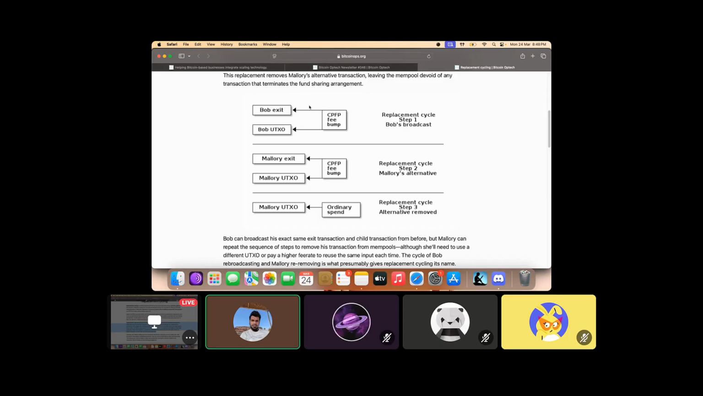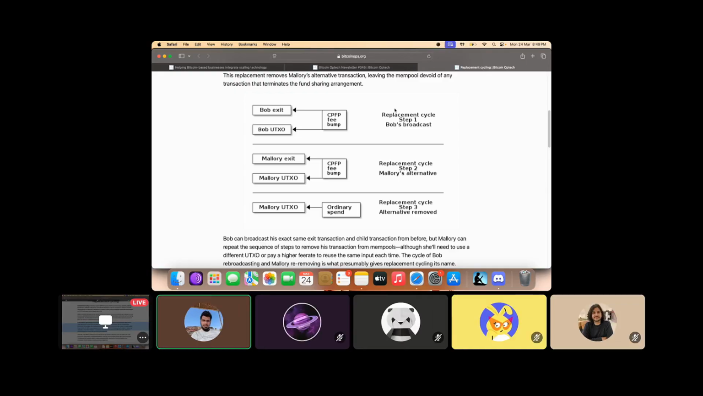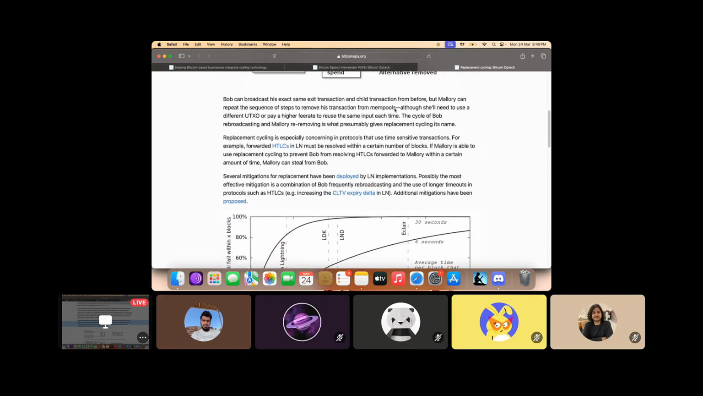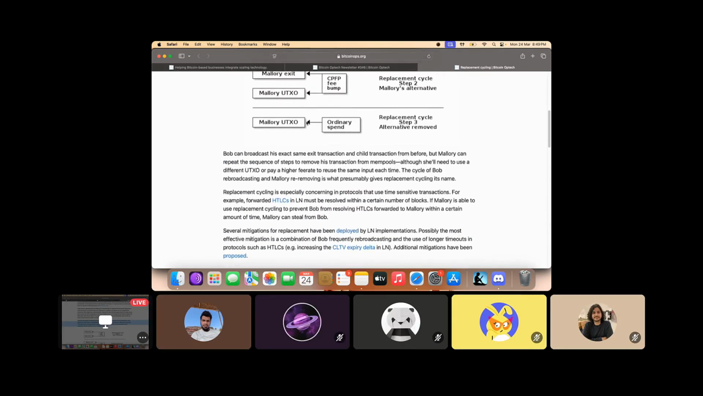But since this transaction that Mallory has broadcasted is paying a higher fee than the child, this child will get kicked out. So step one, Bob's commitment transaction gets kicked out. Step two, Mallory's commitment transaction also gets kicked out, right? So Mallory prevents Bob from exiting the Lightning channel by not allowing Bob to get his commitment transaction confirmed. And when Mallory's commitment transaction is on the verge of getting confirmed, she gets her own commitment transaction replaced as well. That's how she prevents Bob from exiting the Lightning channel.